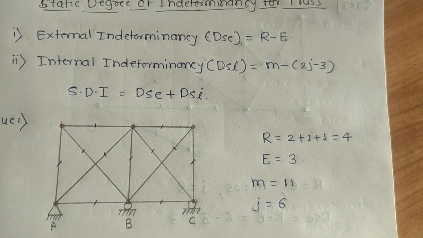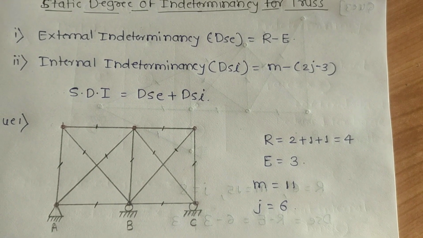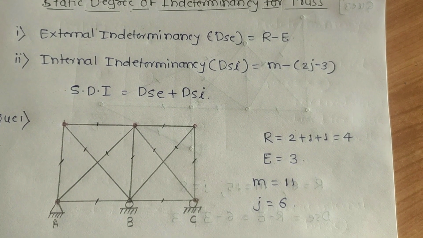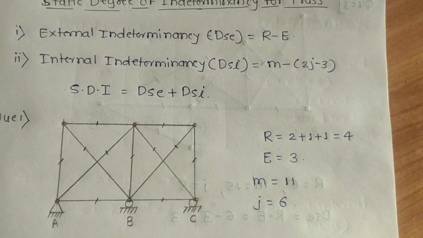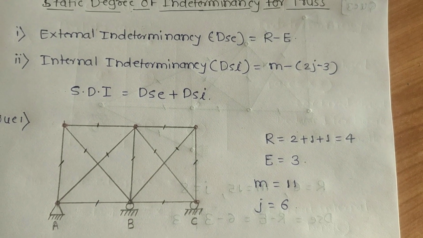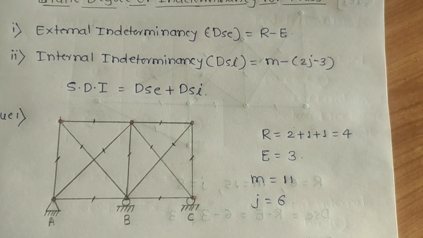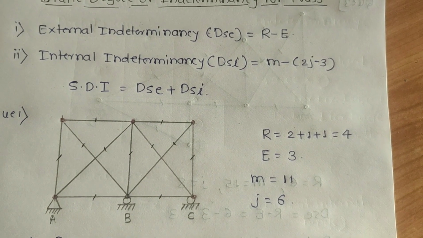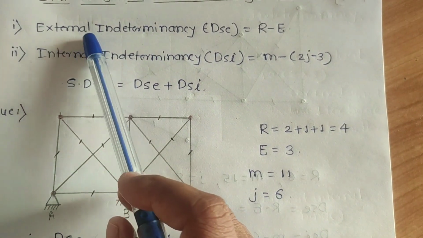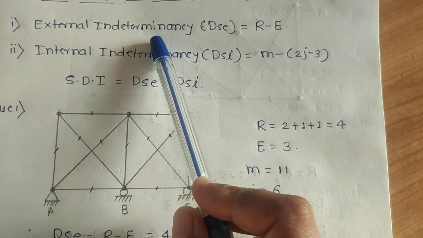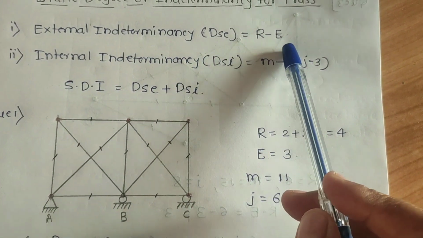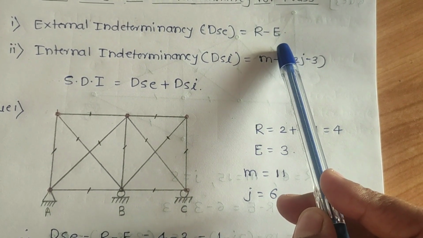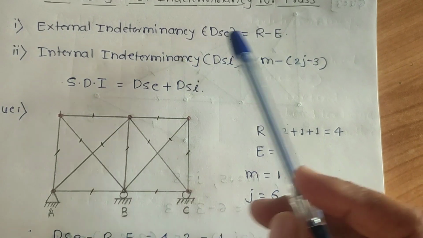The external indeterminacy is nothing but the excessive reactions as compared to the available equilibrium equations, and internal indeterminacy is nothing but the excessive forces as compared to the available equilibrium conditions. Here is the formula for calculating the external indeterminacy: R minus E, where R is the number of reactions and E is the number of equilibrium equations available.